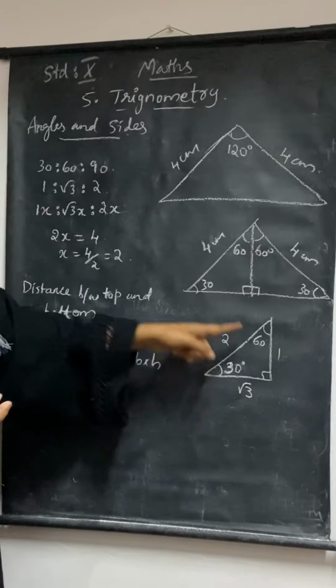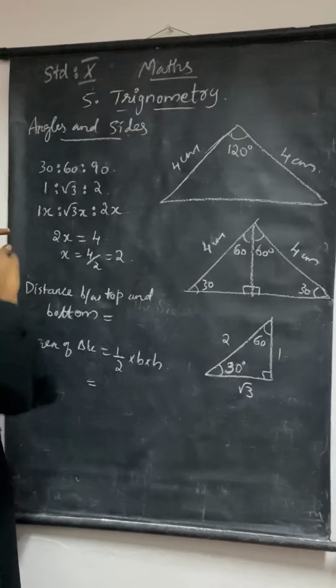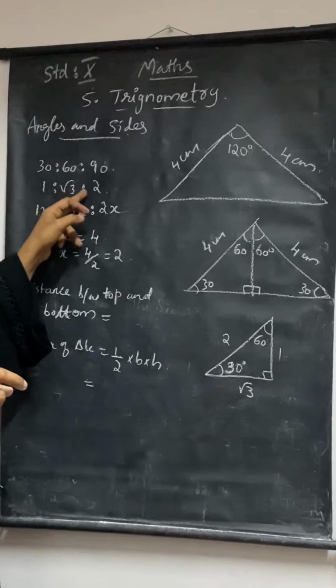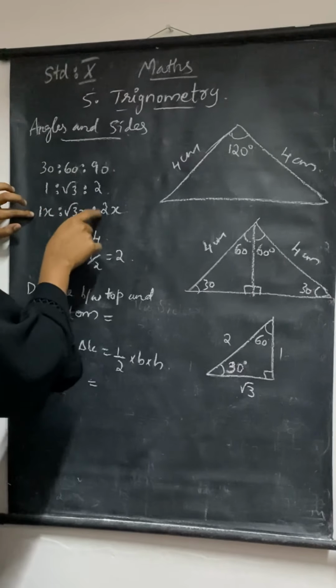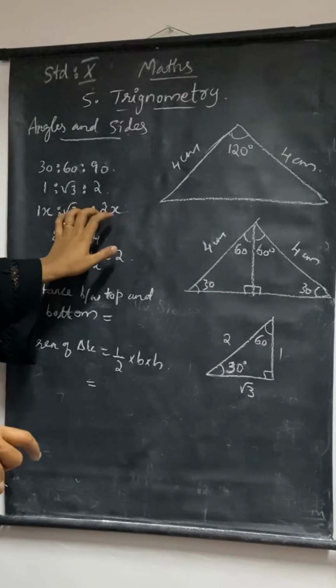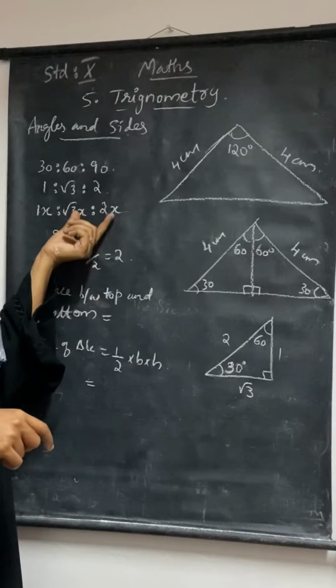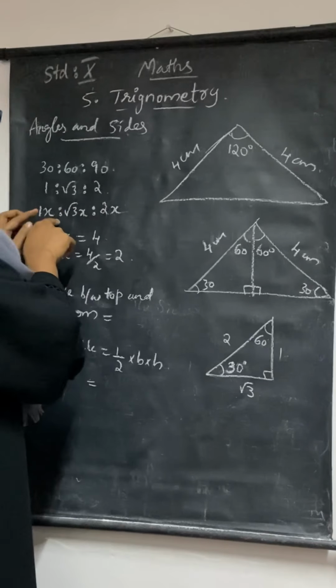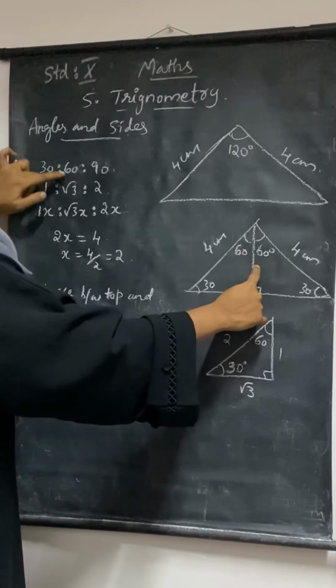30, 60, 90, that is an angle. And 30 is opposite what? 1. 60 is opposite root 3. 90 is opposite 2. So for this, just putting x value, that is 1x is to root 3x is to 2x. That is just to find out the missing value, okay? X value you want to find out. So in this, which is given? Whether 30 is opposite given? No. 30 is opposite not given. Whether 60 is opposite given?